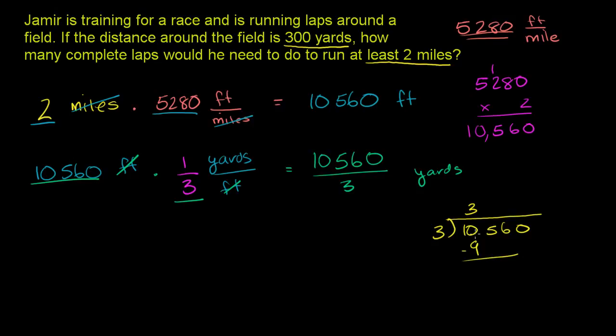And we subtract. We get 1. Bring down this 5. Becomes a 15. 3 goes into 15 5 times. 5 times 3 is 15. We have no remainder, or 0. You bring down the 6. 3 goes into 6 2 times.